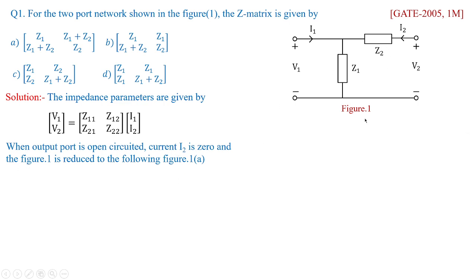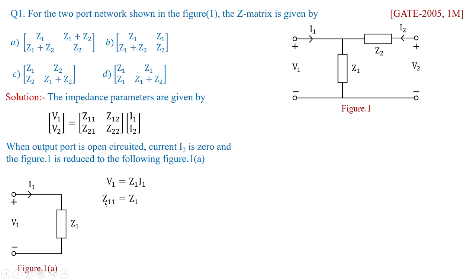And figure 1, which is shown in this particular network, is reduced to the following figure 1A. So this is 1A. Here, remember, the output port is open circuited. That is why I2 will be 0. And when I2 is 0, this Z2 is said to be a dummy impedance. And whatever the voltage measurement is there, that is V2, it will be across Z1. Anyhow, this is the figure we have obtained from figure 1.